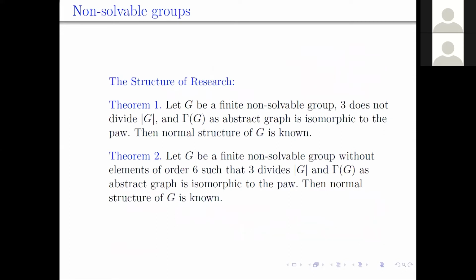Now I want to tell about our results in the second step of this investigation. The first result is about a group without elements of order 3, and in this case, the normal structure of G is known.